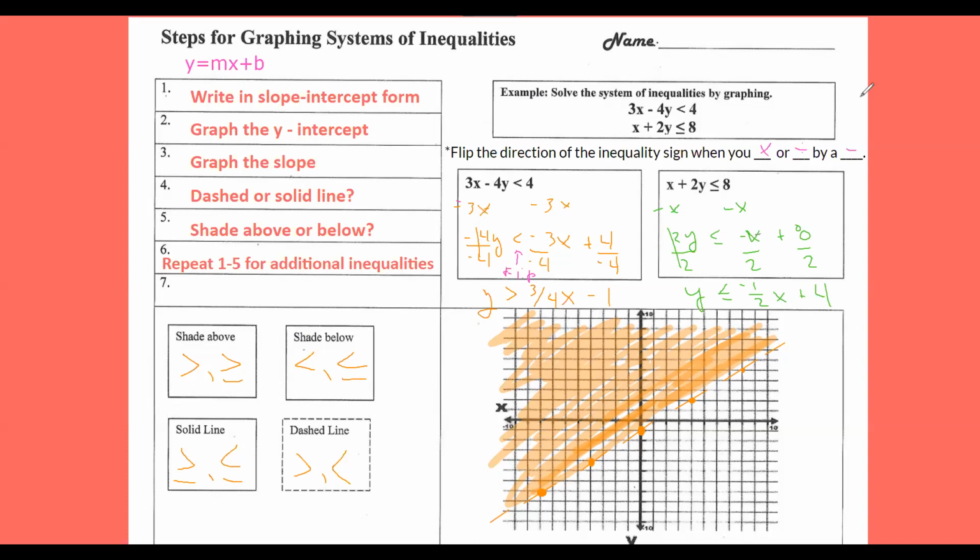Okay, I'm going to go ahead and graph my line. So my y-intercept is positive 4, 1, 2, 3, 4. And then my slope is over 2, down 1. Notice they share a point right here. We're going to talk about that in a minute. And I'm just plotting my points right now.